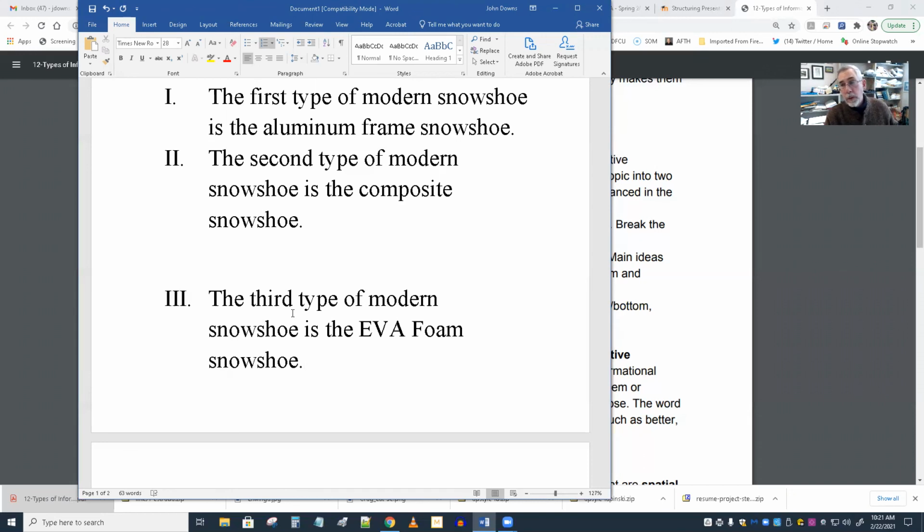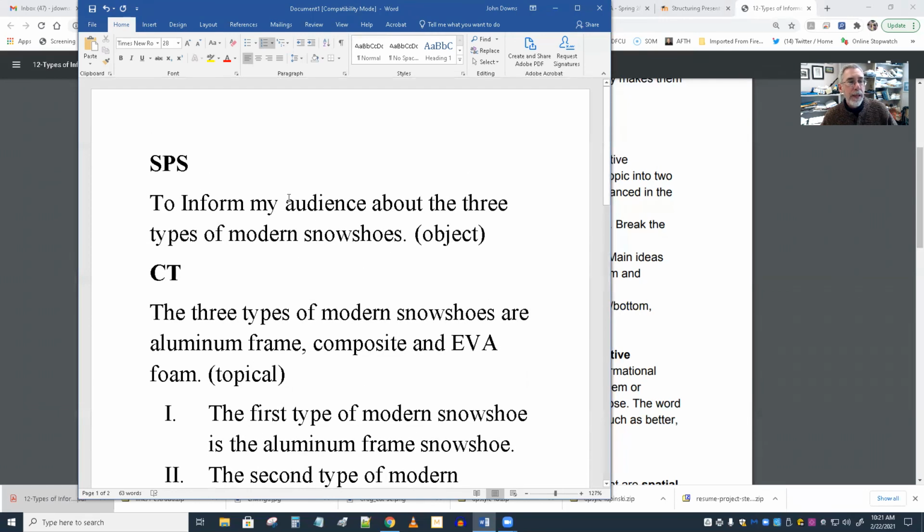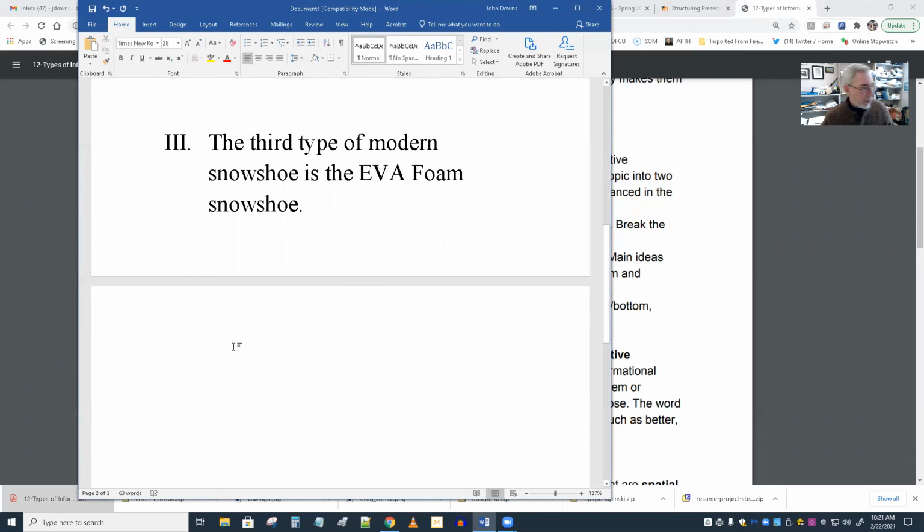And remember, from our main ideas, directly from that comes our signposted preview statement. And how would that really work in your introduction? You don't have to write that out for me, but in your introduction, you're going to probably at least write out the keywords for it. I would say, first, we will talk about the aluminum frame snowshoe. Second, we will discuss the second type of modern snowshoe, which is the composite snowshoe. And third, I would literally use my hands to probably number this out. Or lastly, we will discover what makes the EVA foam snowshoe something different, stuff like that.